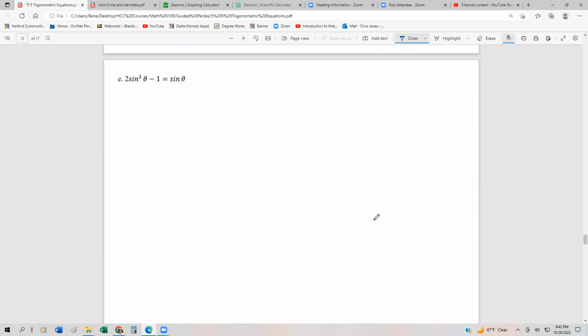All right, now a couple more types. We're going to have to do a little bit of factoring with these, and I'm going to show you the technique for this. Remember, anytime that you start with a square, set it equal to 0. Do not divide by sine in this case. So I'm going to subtract sine from both sides, and I'm going to set this up as 2 sine squared of theta minus sine of theta minus 1 equals 0.